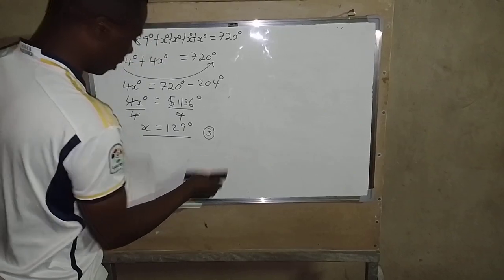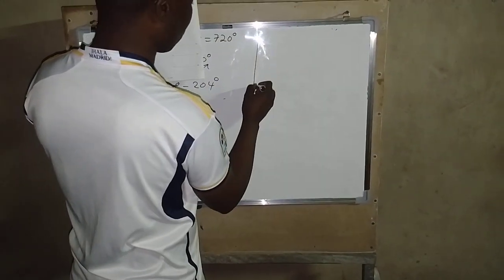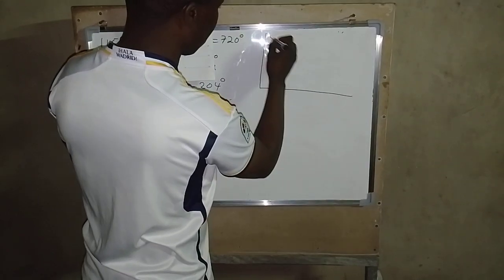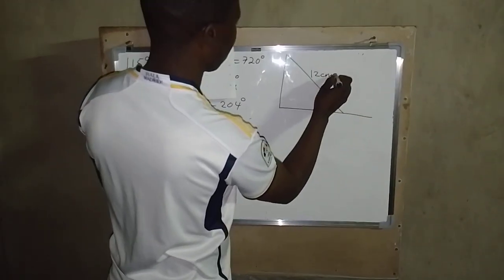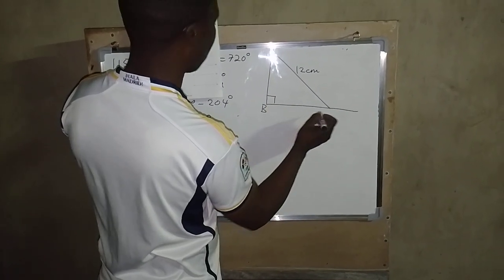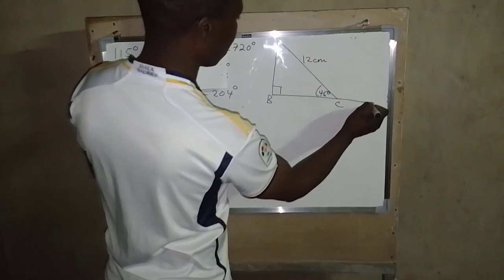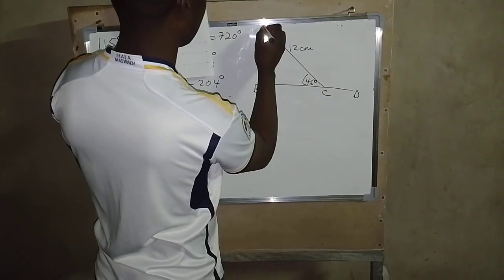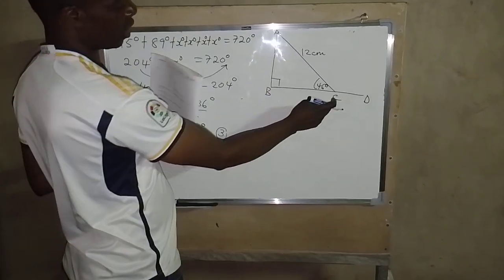On BC, we are given this triangle. Let me draw it here. This is 12 centimeters. This is B. This is 45 degrees. This is C. This is D. And this is our A. So now for BC, this is BC.